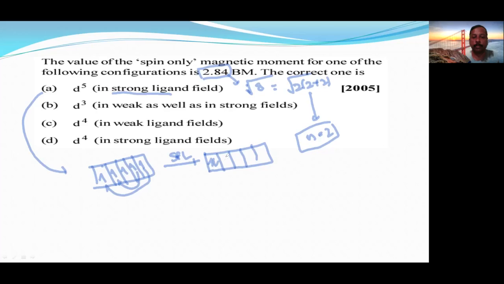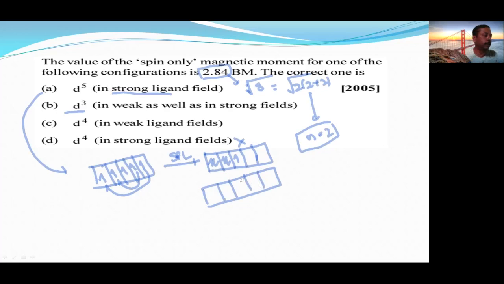So there will be only one unpaired electron. So this cannot be like that. You can try. In D3 there won't be any pairing, whether it is a strong field or a weak field, because there are already unpaired electrons. D4. So let us check with the D4. Let me check. Okay, D4.